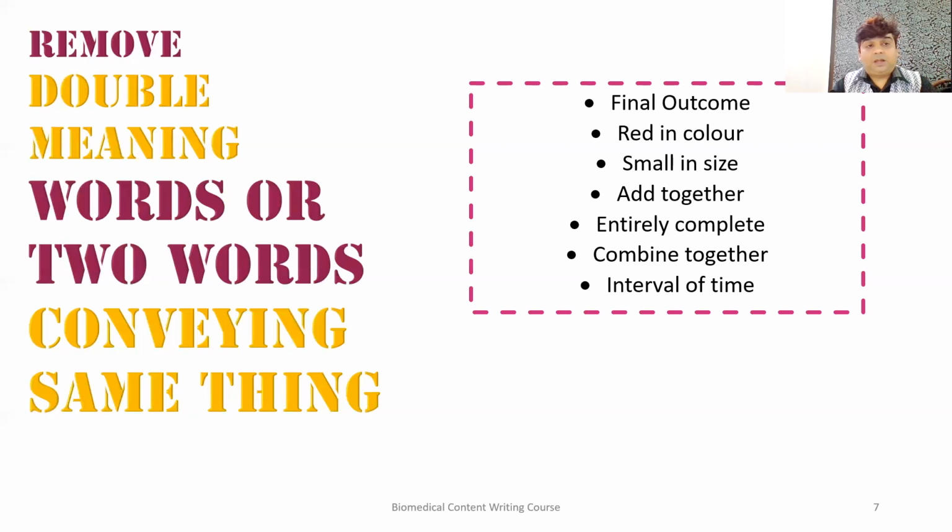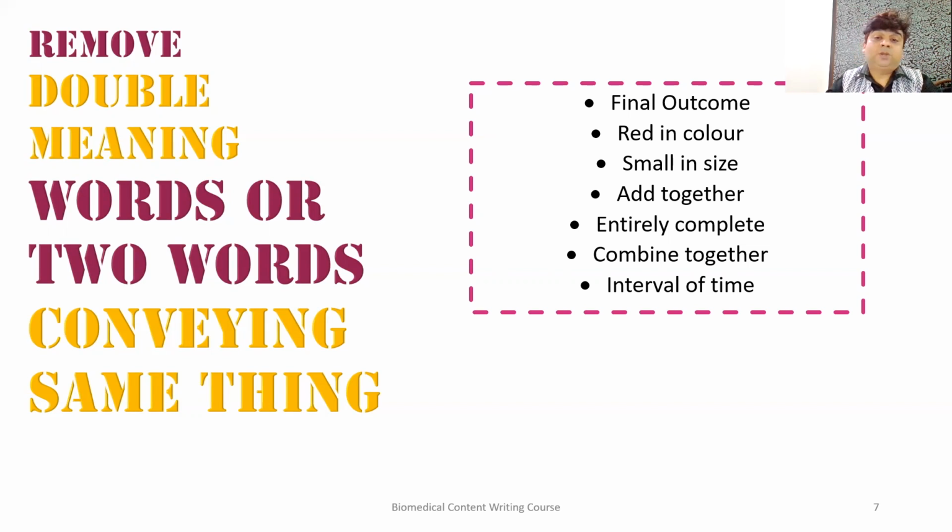Then comes remove the double meaning words, or the two words which are conveying the same thing. If you see on the slide, the final outcome. Now, outcome is assumed or known to be the final one. Then red in color. You can easily replace it with red. The rose is red in color. It can be better written as the rose is red. So in color is just repeating the meaning which you have already conveyed through the word red. Small in size. Of course, if something is small, definitely you are talking about the size. So there is no point of writing small in size.